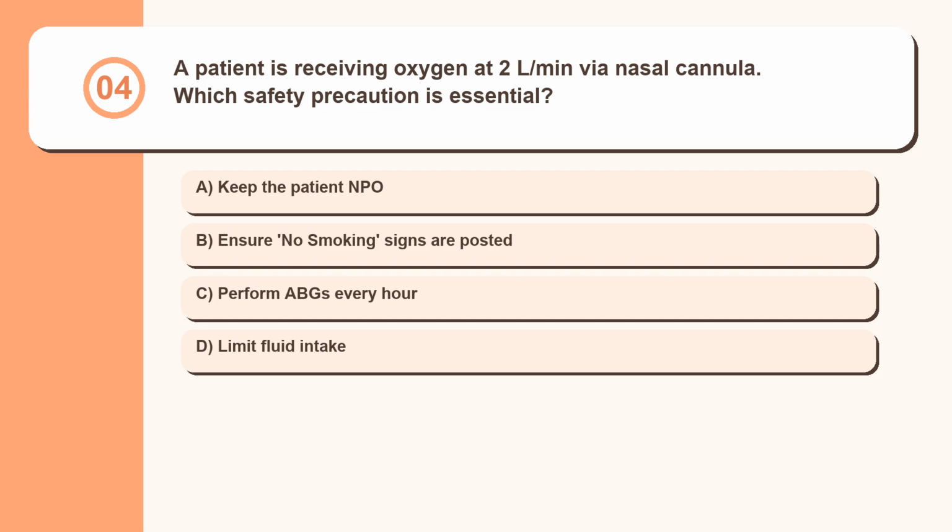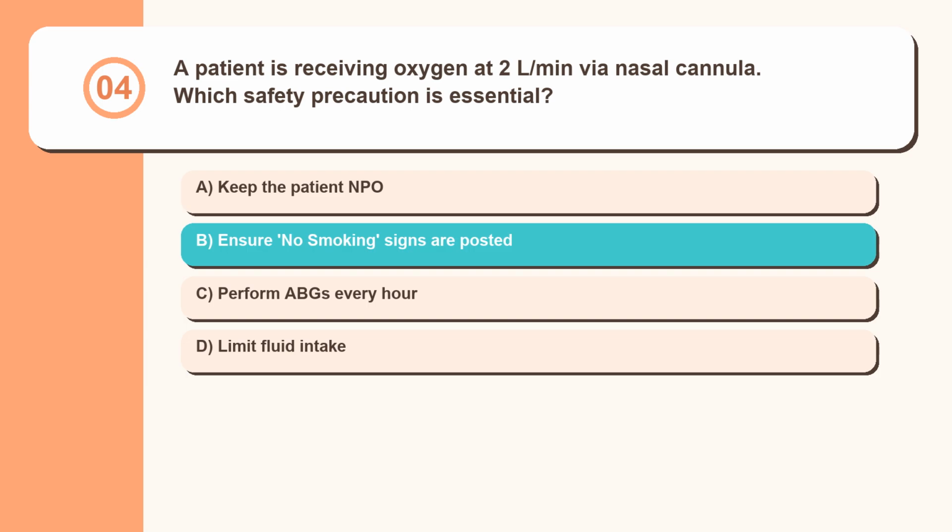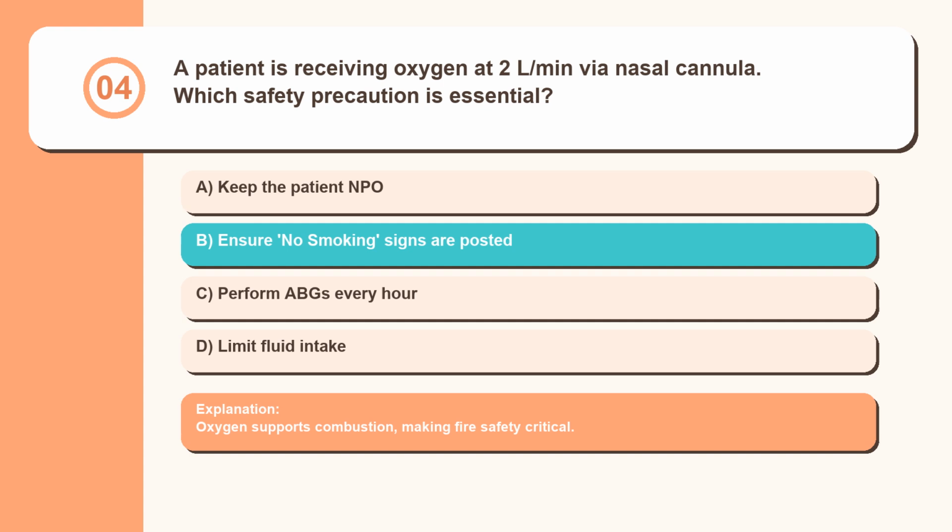Question 4. A patient is receiving oxygen at 2 L/min via nasal cannula. Which safety precaution is essential? Keep the patient NPO. Ensure no smoking signs are posted. Perform ABGs every hour. Limit fluid intake. Oxygen supports combustion, making fire safety critical.